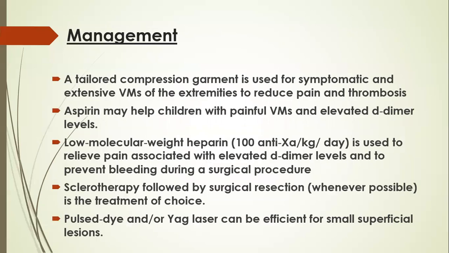Management. A tailored compression garment is used for symptomatic and extensive vascular malformation on an extremity to reduce pain and thrombosis. Aspirin may help children with painful VMs and elevated D-dimer levels. Low molecular weight heparin is used to relieve pain associated with elevated D-dimer and prevent bleeding during a surgical procedure. Sclerotherapy followed by surgical resection wherever possible is the treatment of choice. Pulse dye or YAG laser can be effective for small superficial lesions.